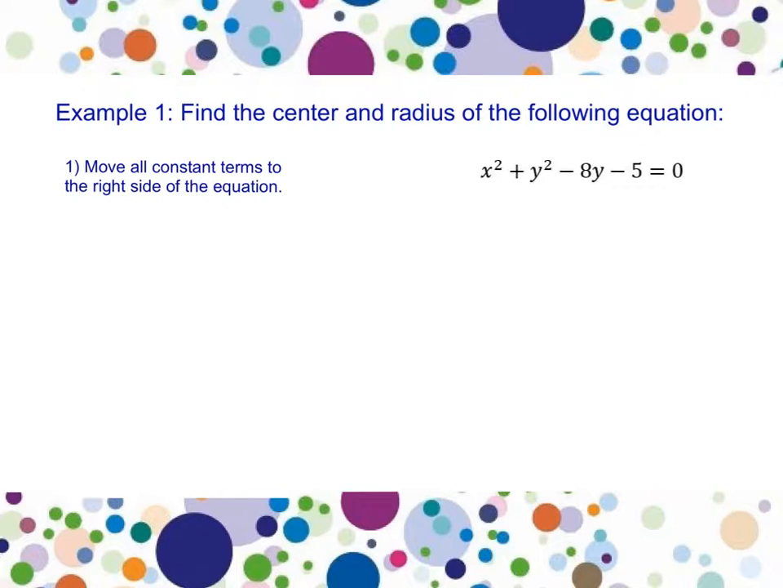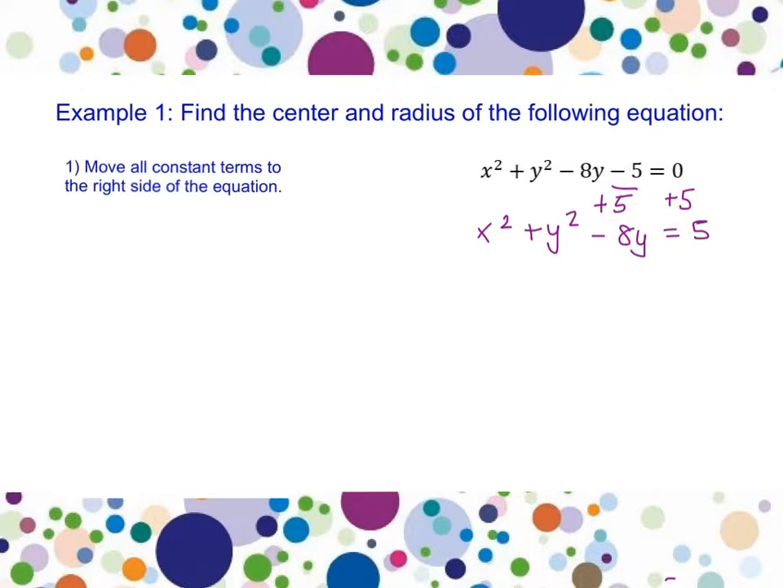And the first is to move all of the constant terms to the right side of the equation. So what I mean by that is I see that there's a minus 5. I want to move that over, and I can't just put negative 5 on the other side, but using the rules of algebra, I can add 5 to both sides of my equation. We call that the addition property of equality. So now we have x squared plus y squared minus 8y equals 5.